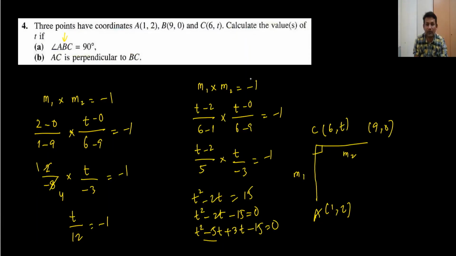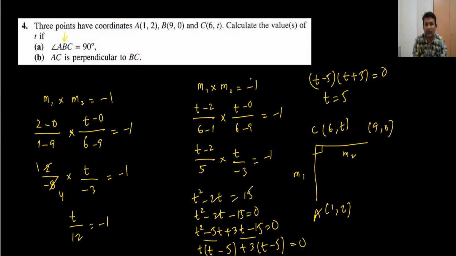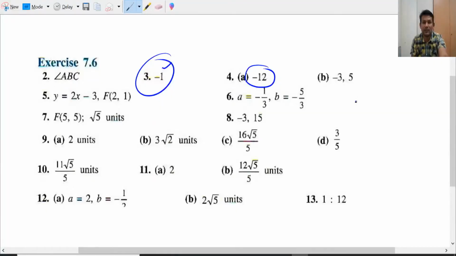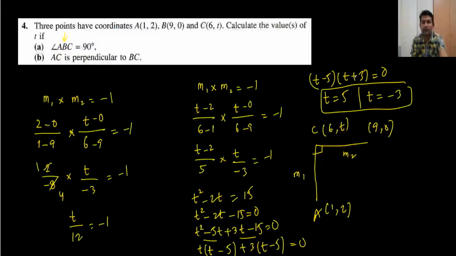When we take 2 common, we get 2(t minus 5) plus 3(t minus 5) equal to 0. So finally we can write (t minus 5)(t plus 3) equal to 0. So t is 5 and t is minus 3. So we have done it. Let me check the answer of this part. This is 3 minus 3 and 5, minus 3 and 5. Wonderful, we have done it.